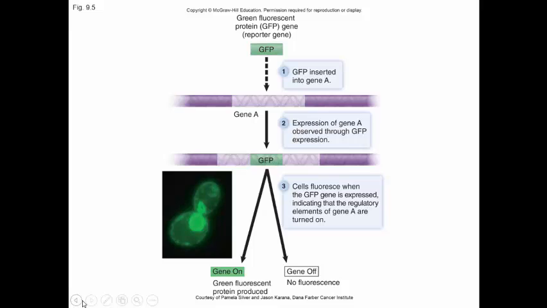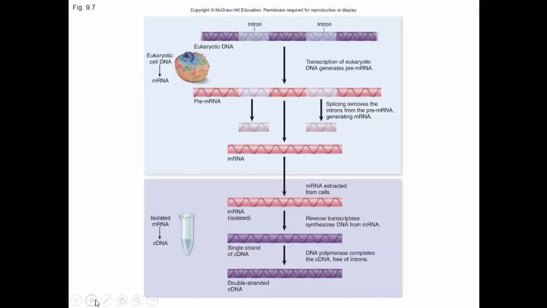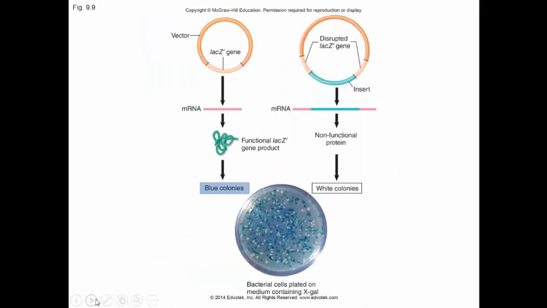Some other ones use certain coloring colonies. You might see this, for example, if you go to 9.9, okay? The bacteria cells are plated on the medium containing this chemical called XGAL. And XGAL, when you have a functional LacZ gene inserted, makes the colonies appear blue, okay? Now, a couple of other pointers here to help you.